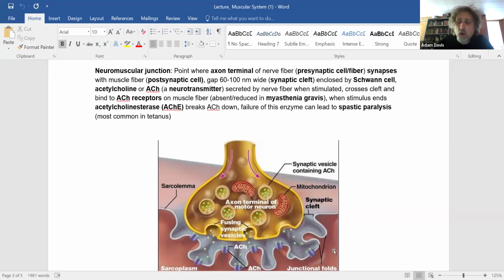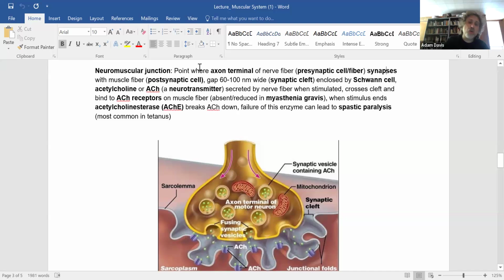Now, you might be thinking to yourself, okay, electrical currents can't travel across empty space. They require a continuous circuit. They require continuous contact to move. How do they get across the gap? Here's how it works.